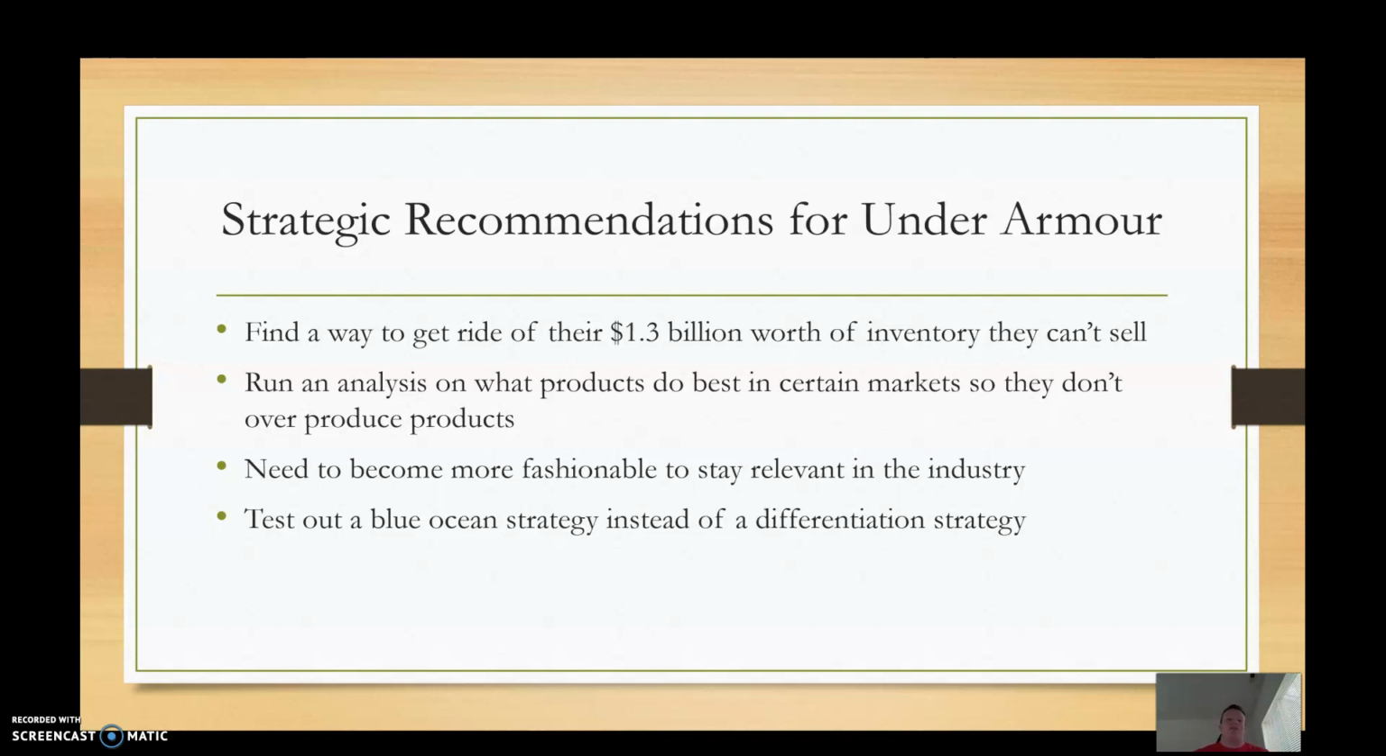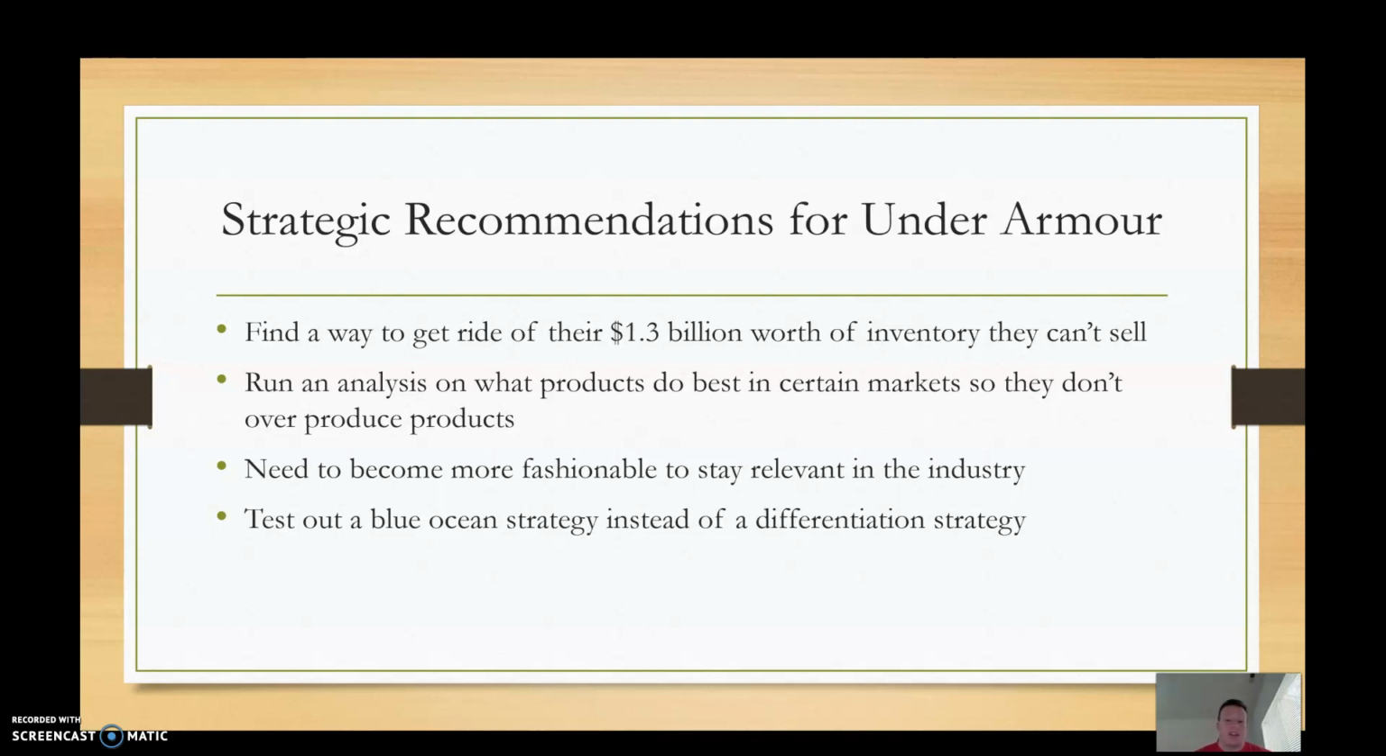So just my strategic recommendations for Under Armour. The biggest thing is trying to get rid of their $1.3 billion worth of inventory. They didn't really see the fashion trend coming, which resulted in them not being able to sell their products, with Nike and Adidas really capitalizing on that and making a lot of money from that, increasing their revenue, profits. Meanwhile, Under Armour kind of struggled to sell clothes during that, and now they're stuck with $1.3 billion worth.